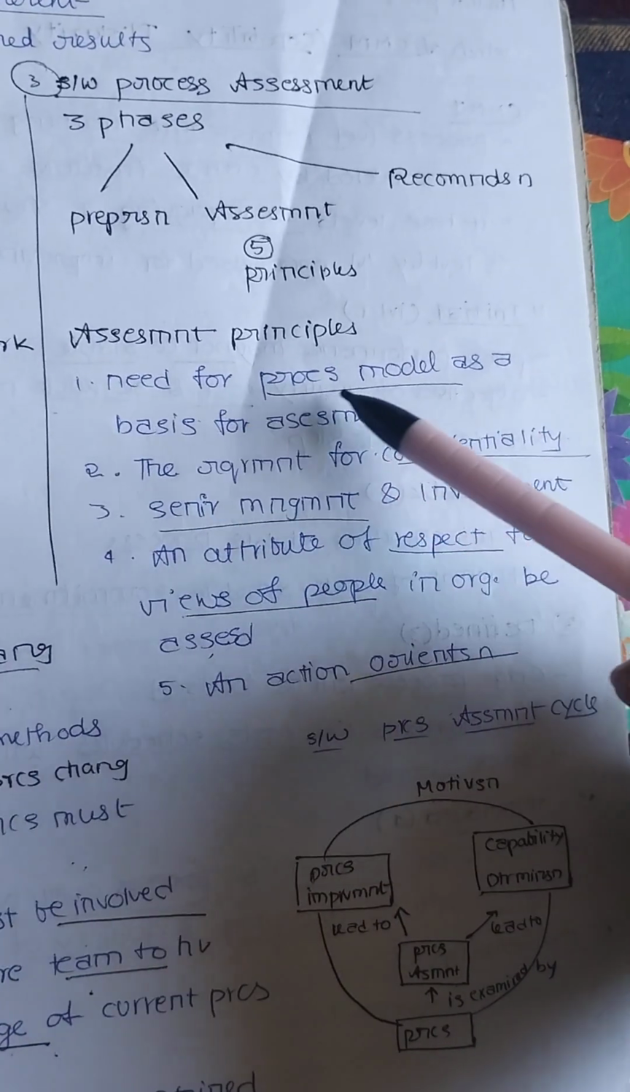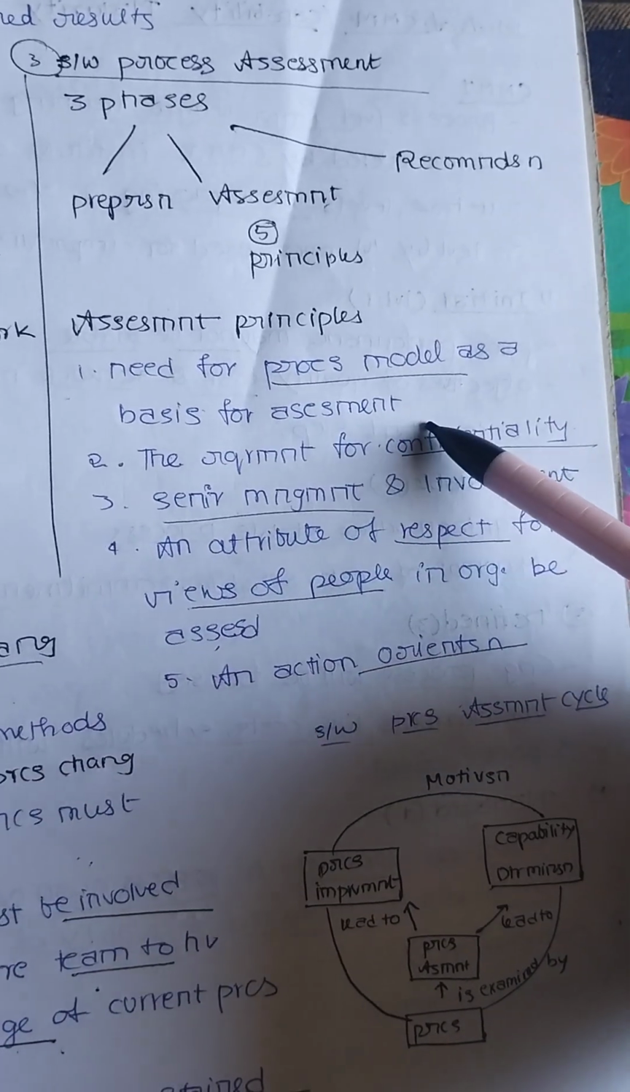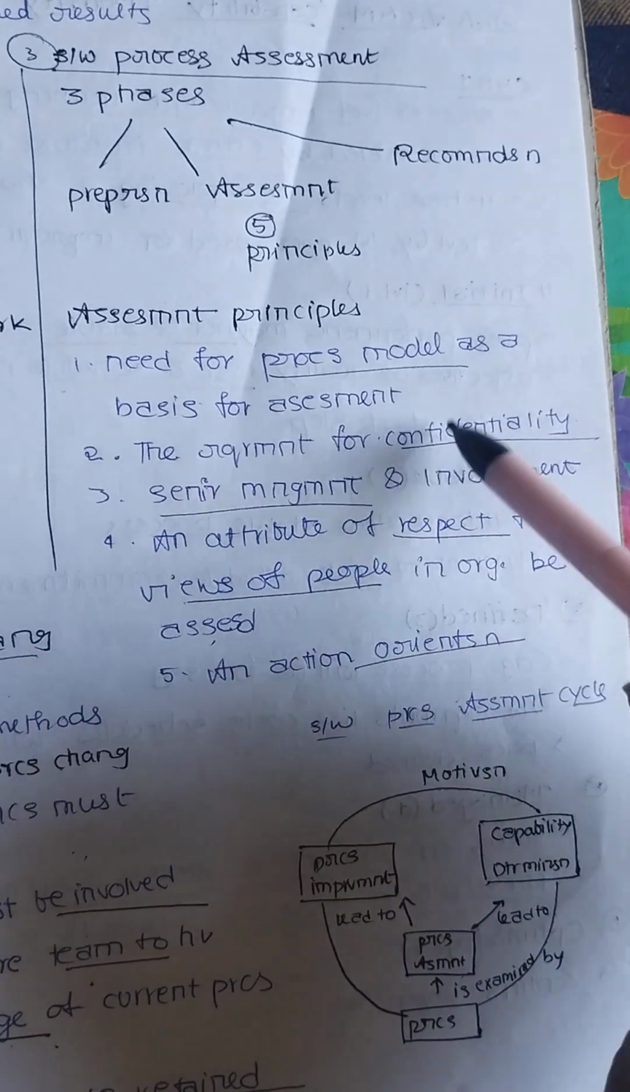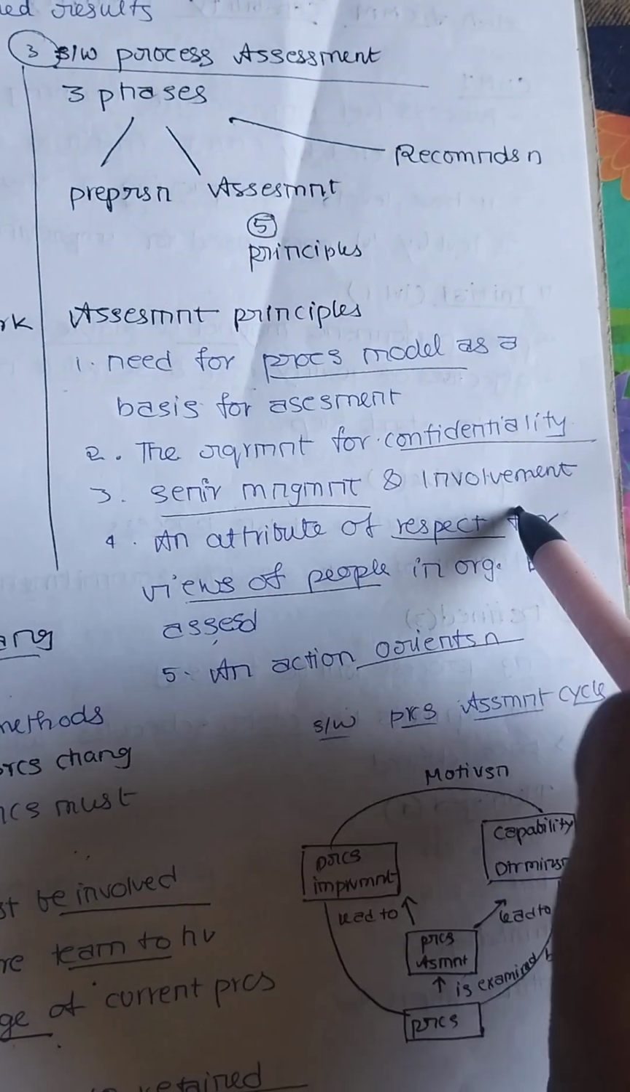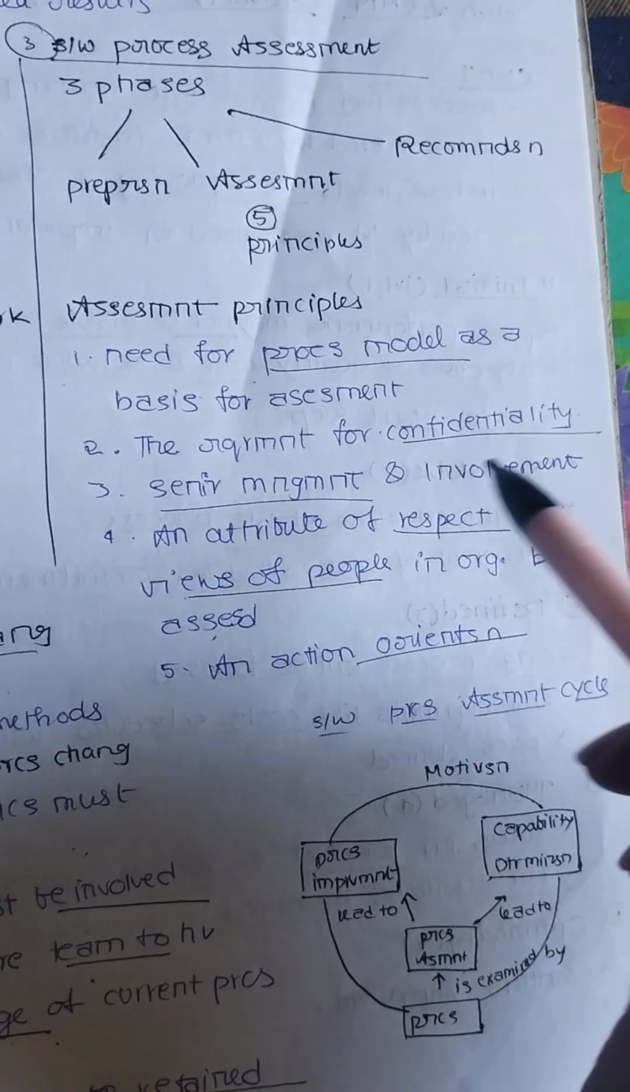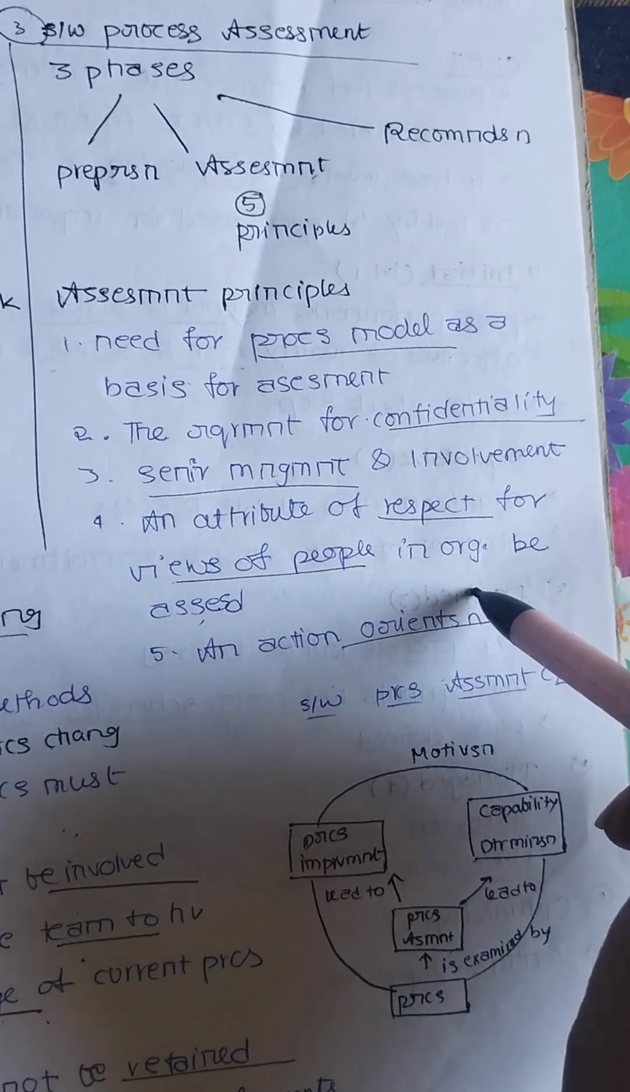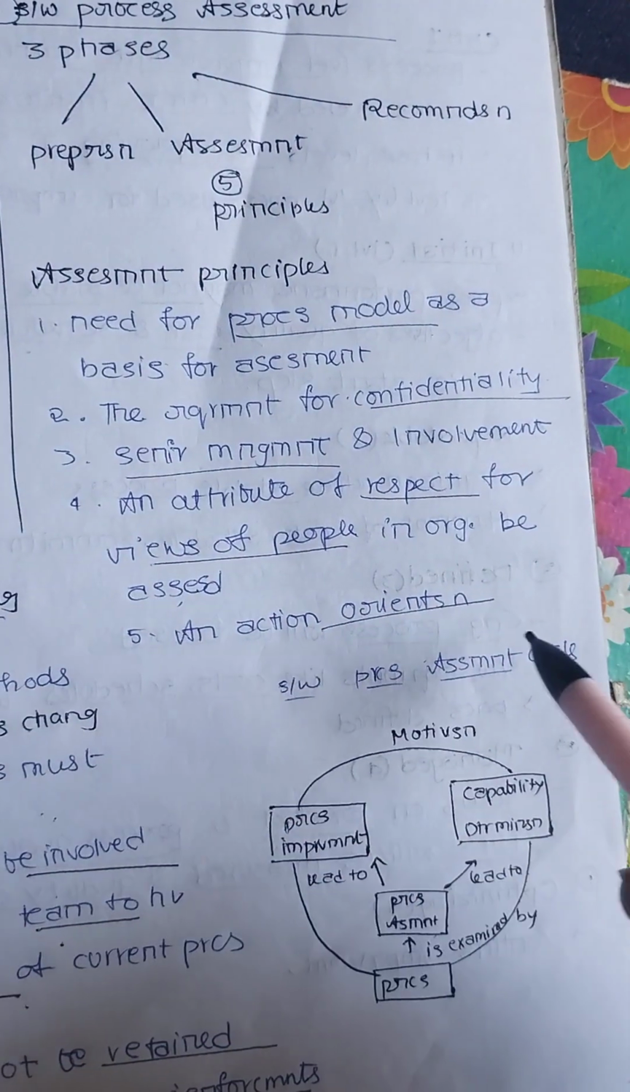The first one is the need for a process model as a basis for assessment. The requirement for confidentiality, senior management involvement, an attitude of respect for the views of people in the organization being assessed, and action orientation.